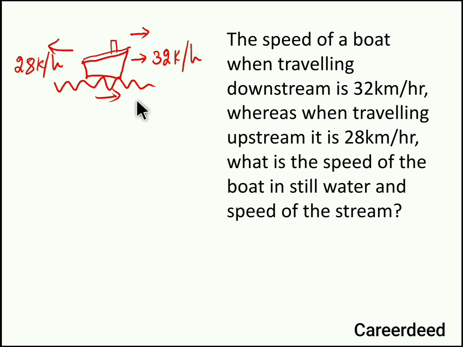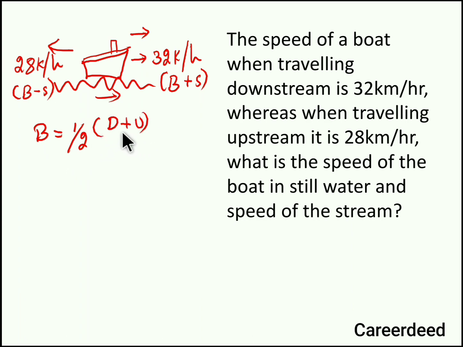So with this we have to find the speed of the boat in still water as well as the speed of the stream separately. Now we know the speed of the boat in downstream is nothing but the sum of both boat speed and stream speed, and upstream is nothing but boat speed minus stream speed. If you want to find the speed of the boat in still water, boat speed equals half of downstream plus upstream, which we discussed in our previous session. So half of 32 plus 28, that is 60. Half of 60 is 30 km per hour. So 30 km per hour is the speed of the boat in still water.